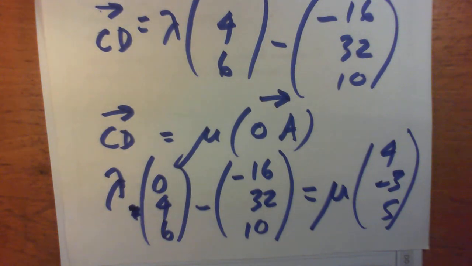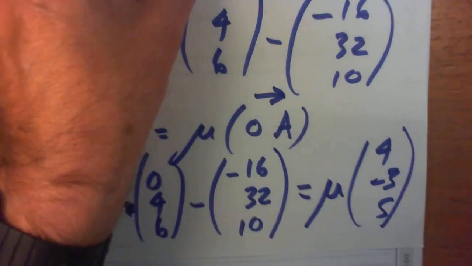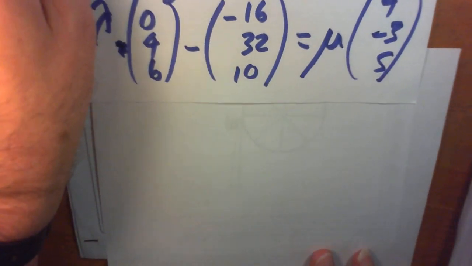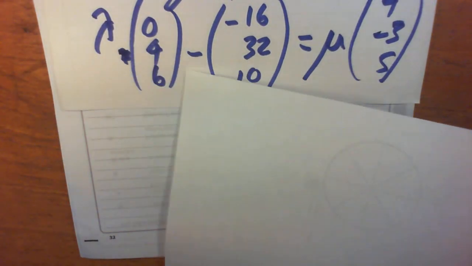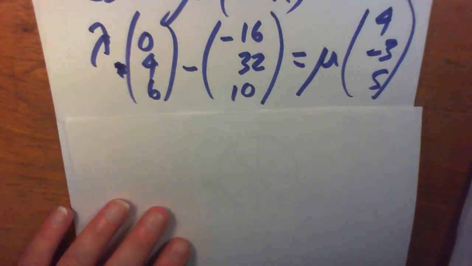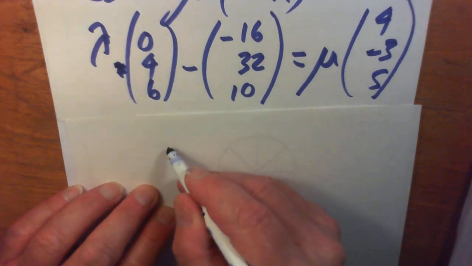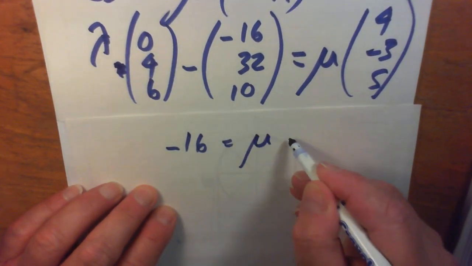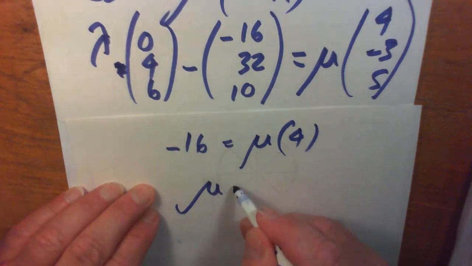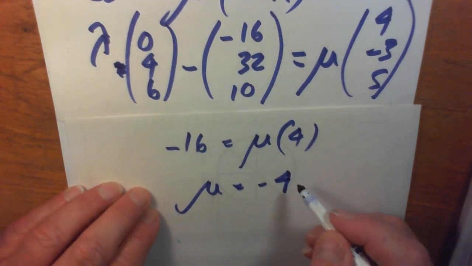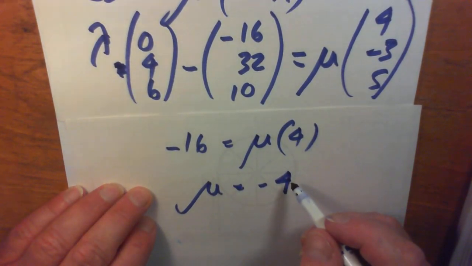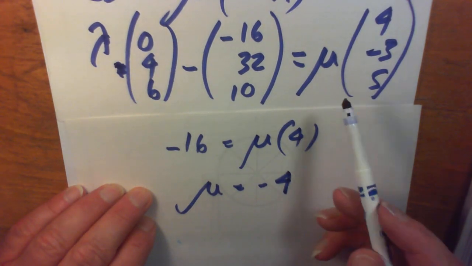For example, from the top line, minus 16 equals mu times 4, so mu equals minus 4. Again, have I done that incorrectly or not? 4 and 16.